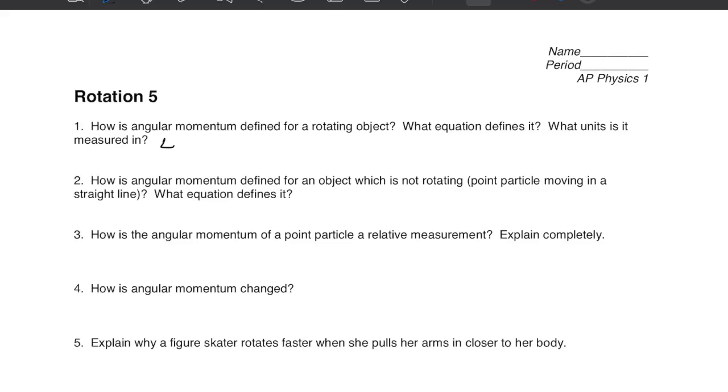How is angular momentum defined for a rotating object? What equation defines it? What units is this measured in? So angular momentum L is equal to the rotational inertia times the rotational velocity. If rotational inertia is mr squared and the rotational velocity can be calculated as v over r, we essentially have m times r squared times v over r. Well, the square cancels the r on the bottom, and we really have what looks like mrv, or mvr.